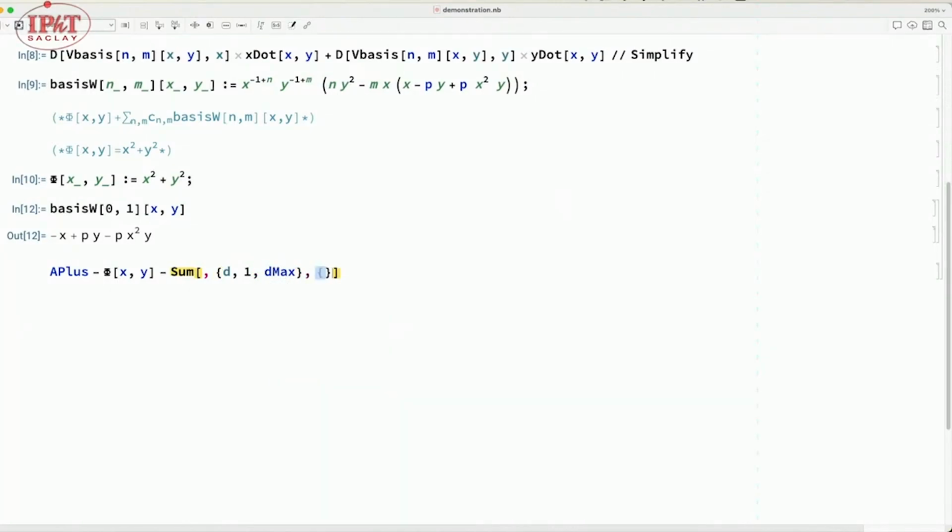We're going to go from 1 to d max, and we are going to add some coefficient, which maybe we call n and m. So n should go from 0 to the degree, and m is the degree minus n. So this basis is d minus n. What's written here is the most general linear combination where b ranges over all the polynomials of total degree up to d max.